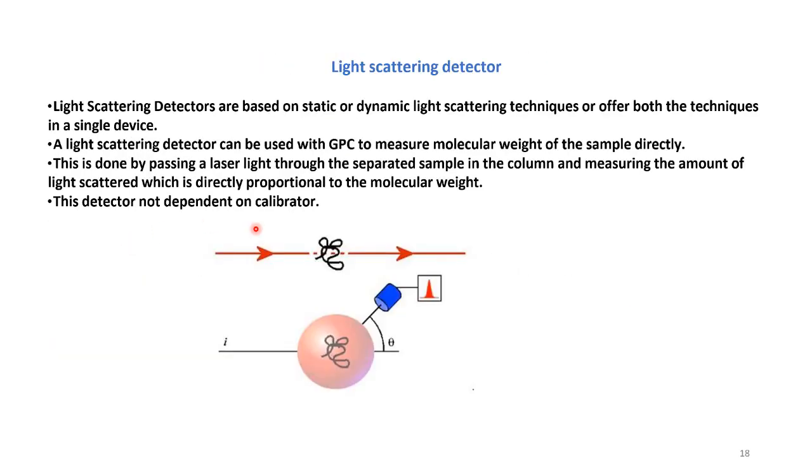Then we have the light scattering detectors. These are based on the dynamic or static light scattering technique. When the light comes in contact with the sample, it scatters in different directions or different angles. Depending upon the angle, the detector detects the light, and that is how we plot the curves or the spectrum.